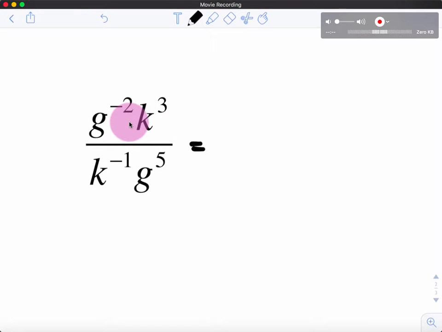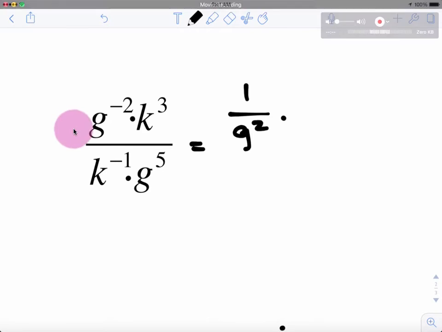But there's multiplication going on in here, right? We don't write those dots. Sometimes I do, just to make it more clear to myself. But this is multiplication happening here. And it's really important that we know this is multiplication. So g to the negative 2nd, I'm going to write as 1 over g to the 2nd multiplied by just k to the 3rd. Now, here's the thing. I'm going to have a fraction being multiplied by something.